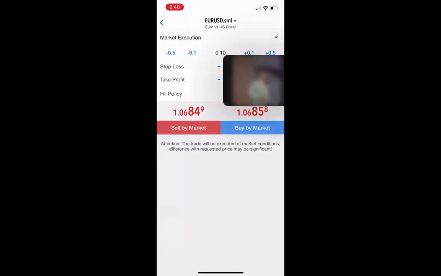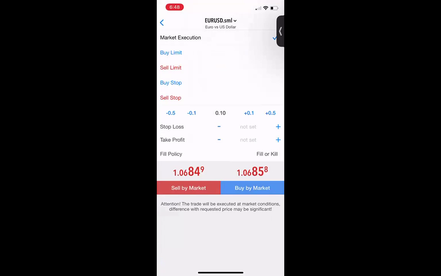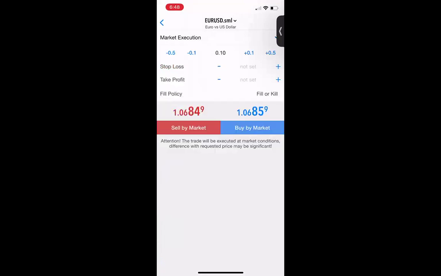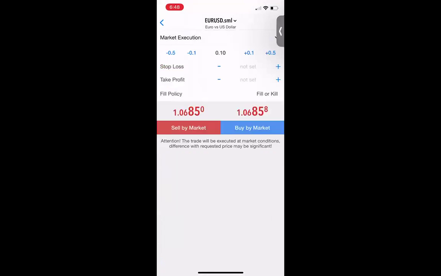Okay. Now I want you guys to understand this. Market execution means that you're taking the trade right now. If the trade wasn't in my position for a buy, I'm not going to take it as a buy right now. I'm going to place a buy limit or sell limit. Okay. So I'm going to take the trade right now.